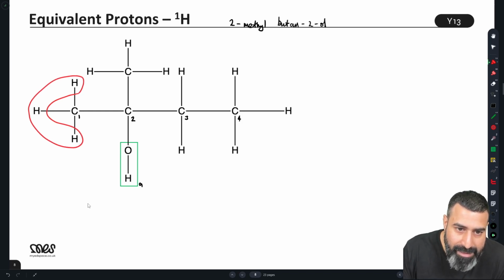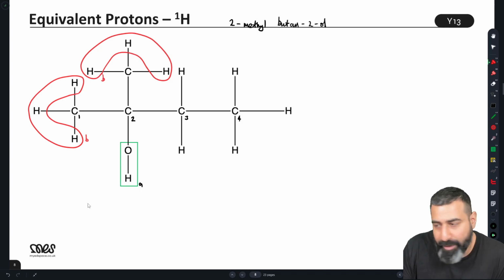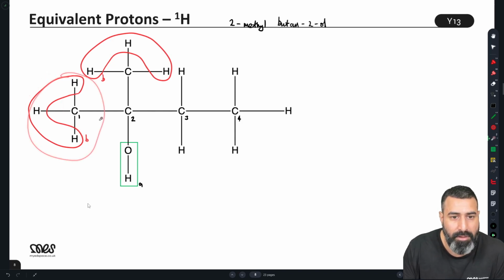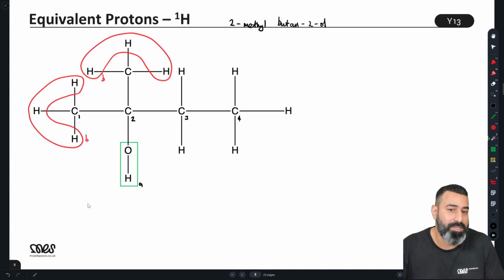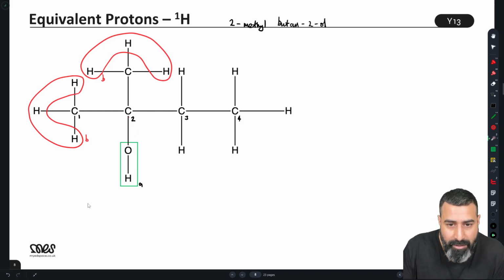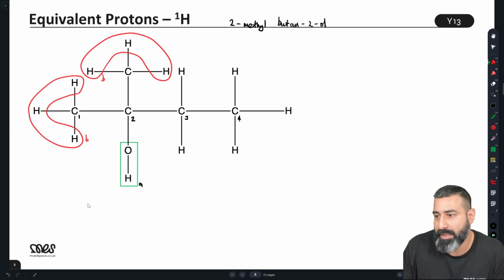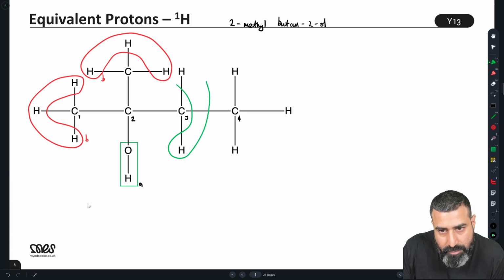So if we label this as environment B, these also have to be labeled as environment B. They are exactly the same. And if we think about why they're exactly the same, we've got a CH3 attached to this carbon and another CH3 attached to the same carbon. So CH3s attached to the same carbon, for A-level purposes, are going to be identical. Okay, and then this OH is going to be different. And then this CH2, we don't have another CH2 group, so that's going to be different.